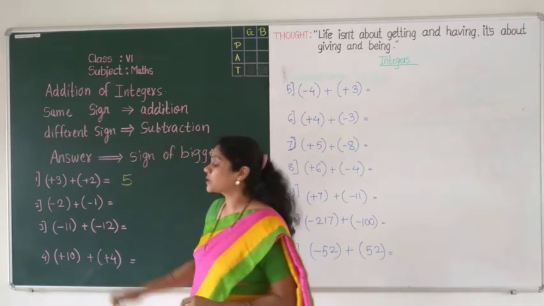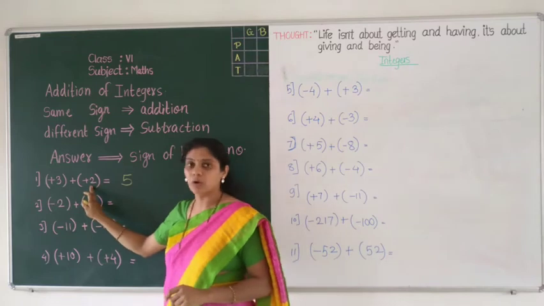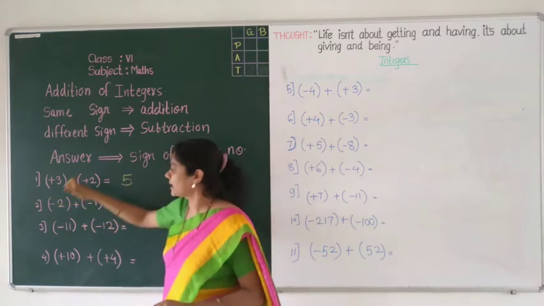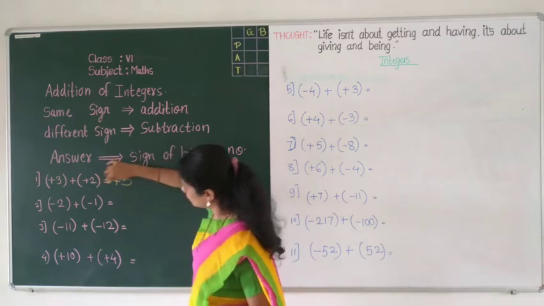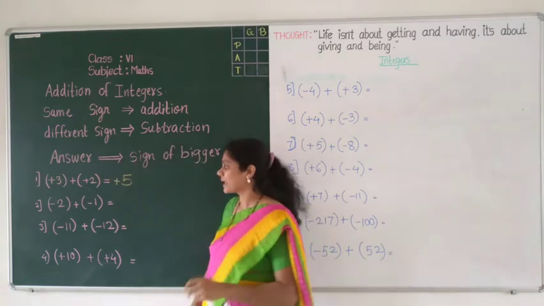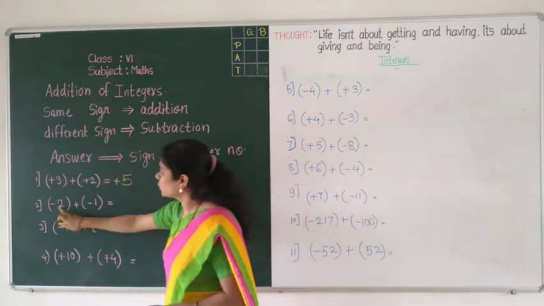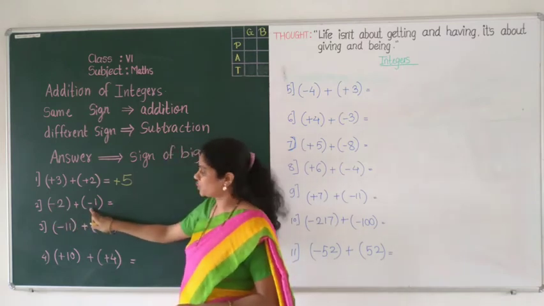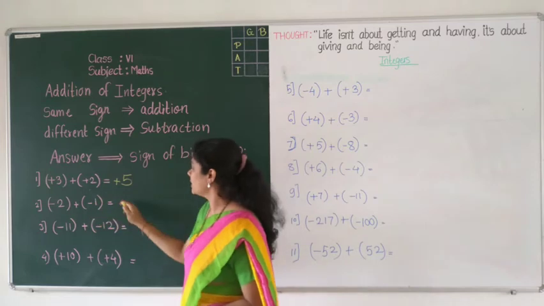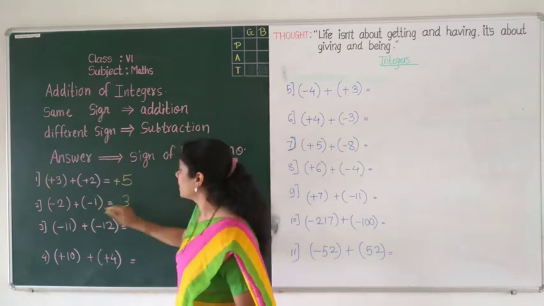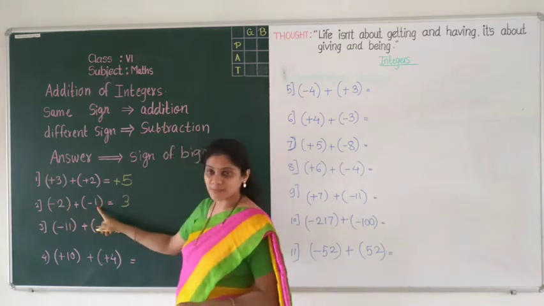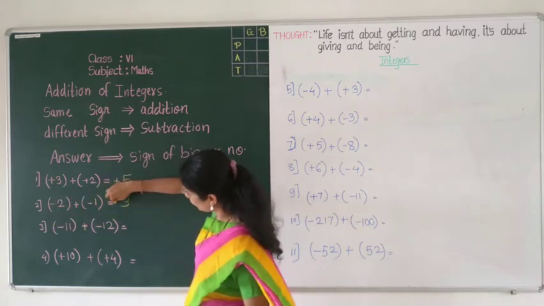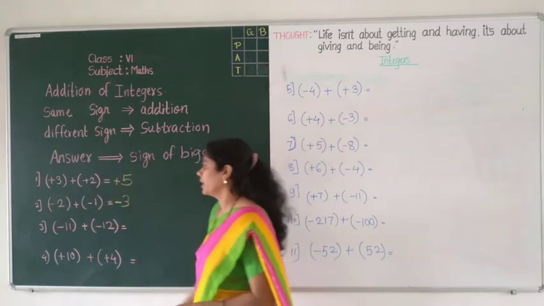Which one is the bigger number between 3 and 2? Of course, it is 3. And 3 has a positive sign. So here we will give a positive sign. Is it easy? Now the next. Negative 2 plus negative 1. Same signs, that means addition. 2 plus 1 is 3. And between 2 and 1, which one is bigger? 2. And its sign is negative. So here we will give a negative sign.